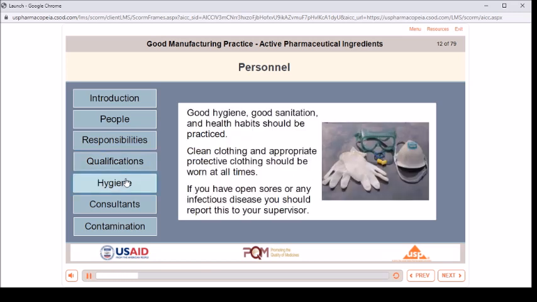Hygiene. Good hygiene, good sanitation, and health habits should be practiced. Clean clothing and appropriate protective clothing should be worn at all times. If you have open sores or any infectious disease, you should report this to your supervisor.